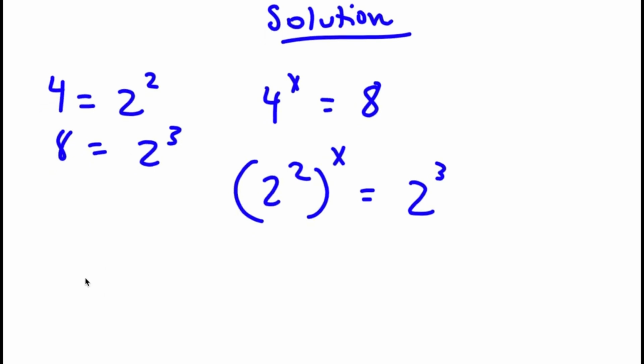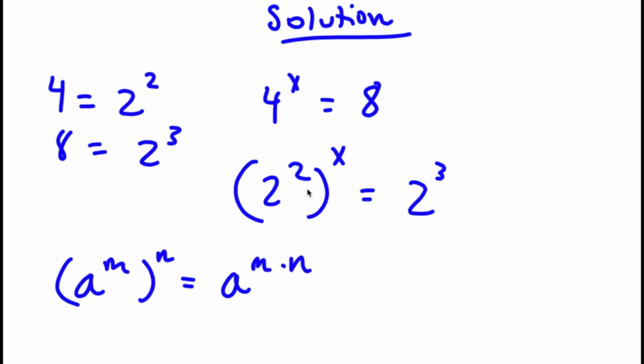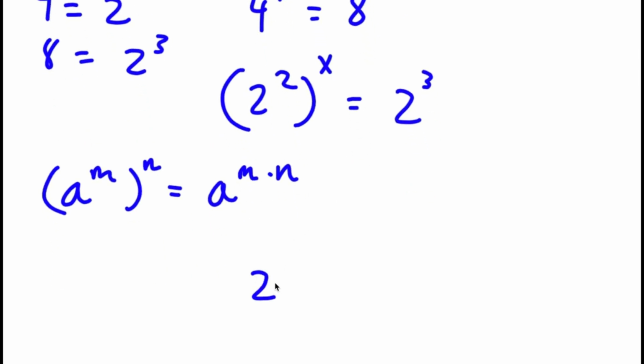Now, if I have something in the form a to the power of m to the power of n, this is simply equal to a to the power of m times n. So 2 to the power of 2 to the power of x, that's going to equal 2 to the power of 2 times x, which is simply 2 to the power of 2x, which is equal to 2 to the power of 3.